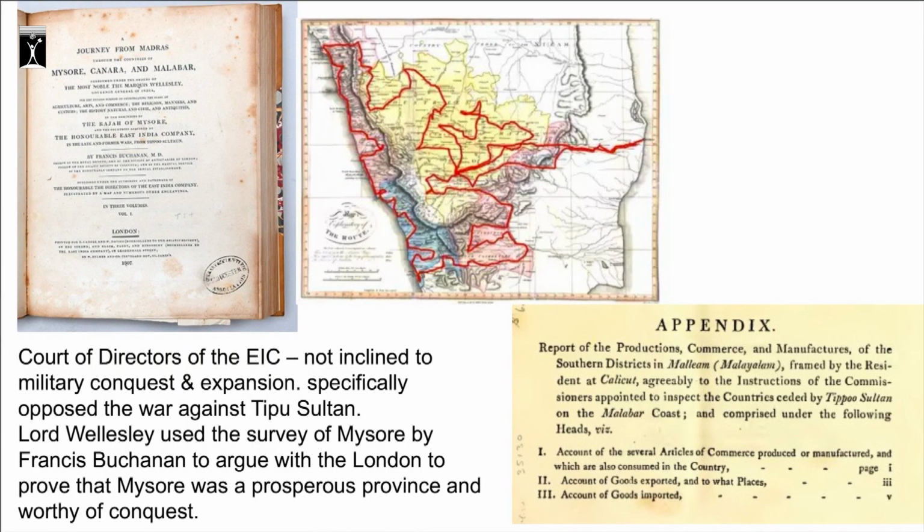For example, in the war with Tipu Sultan, after the first war, the East India Company was not inclined to fight with Hyder Ali and Tipu Sultan. But then the surveyor went there and showed the kind of goods which are being produced, and if the East India Company can take over, what kind of income they will have. There is a report copy, so you can read the report of the production of commerce and manufacture of southern districts and so on. So the surveys actually helped the East India Company to focus on areas where they needed to invade next.